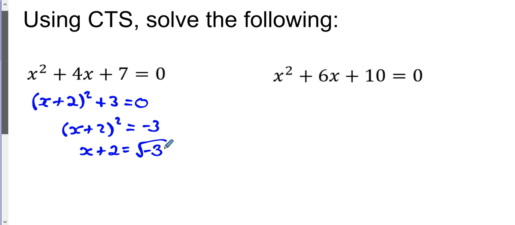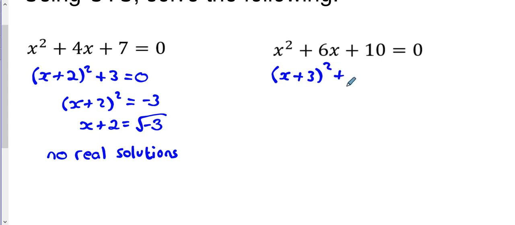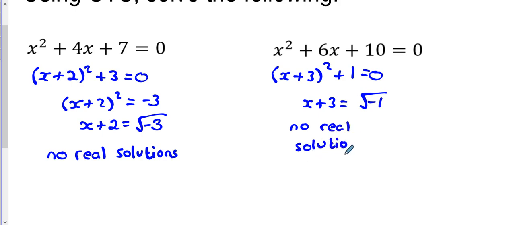In the numbers we deal with, we're dealing with what we call real numbers. We don't have any square roots of negatives. That's why we have to bring in complex numbers, which is something we deal with later. So when you end up square rooting a negative, we say there are no real solutions. So there are no real solutions to this. And we'd get the same here. 3 squared is 9, so we'd add 1 to get 10. So we're going to end up trying to square root -1. So again, no real solutions to this.